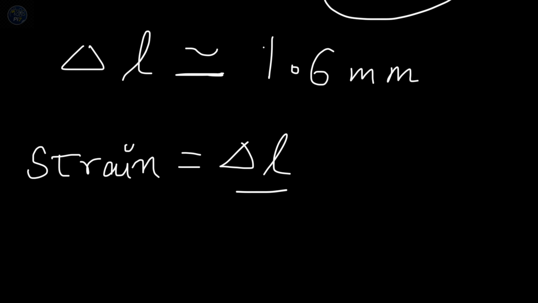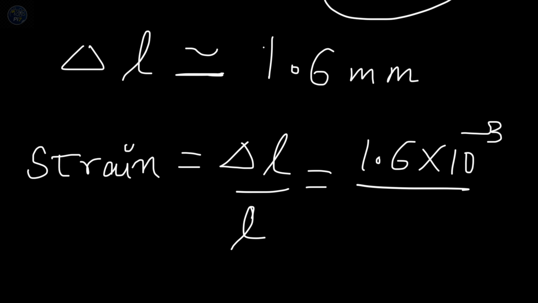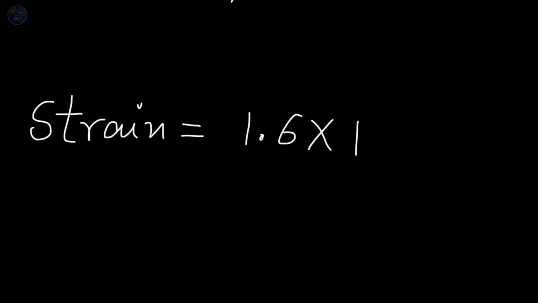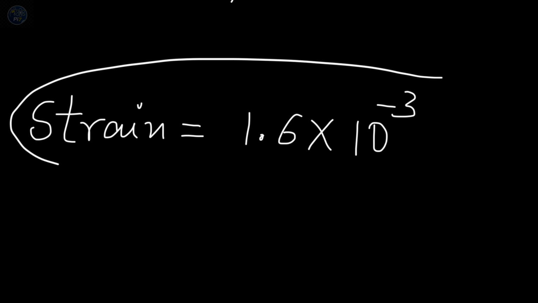delta L by L. Delta L is 1.6 into 10 raised to power minus 3 meter, and original length is 1 meter. So the strain is 1.6 into 10 raised to power minus 3. Since strain is the ratio of two dimensions, strain is dimensionless. So here is the strain.